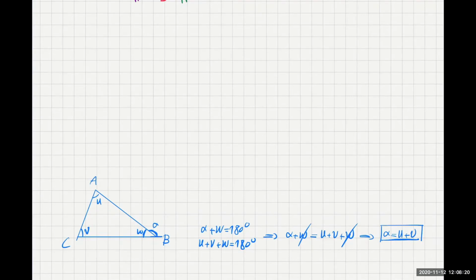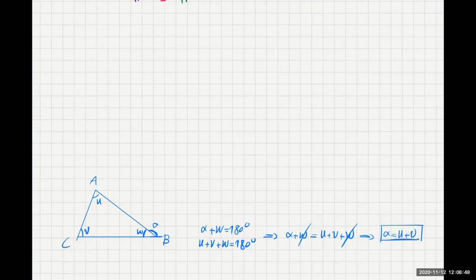So what does it mean? It means that if you have an exterior angle, the size of this angle is the sum of two internal angles which are not adjacent to this angle itself. So this external angle has an internal angle adjacent to it. If you forget about this, there are two more internal angles. If you add them, it becomes equal to the size of this exterior angle. Okay, so that's a very important thing.